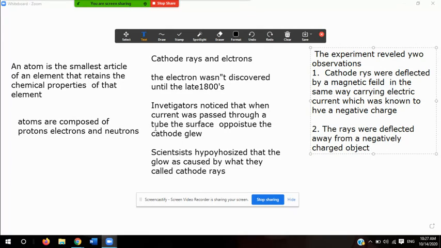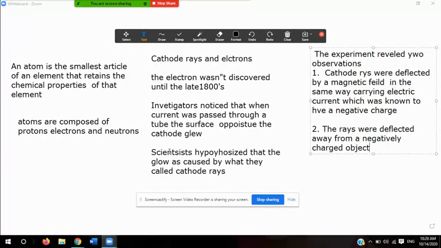Okay, so real quick to summarize this, it's about cathode rays and electrons. The atom was later discovered to be divisible, and we have protons, electrons, and neutrons. The electron was discovered through cathode rays, and it wasn't really discovered until the late 1800s. Investigators noticed that when current was passed through a tube, the surface opposite the cathode glowed. Scientists hypothesized that the glow was caused by what they called cathode rays.